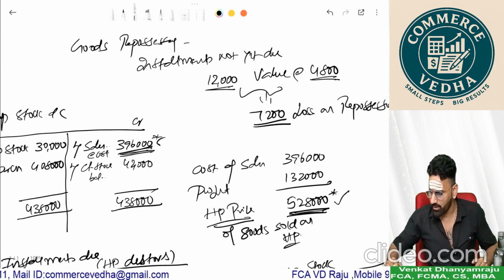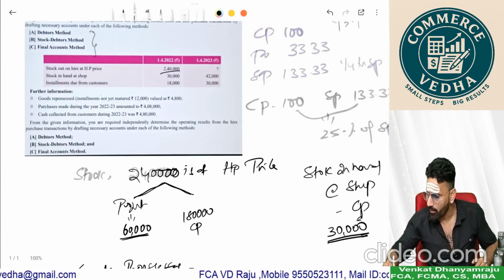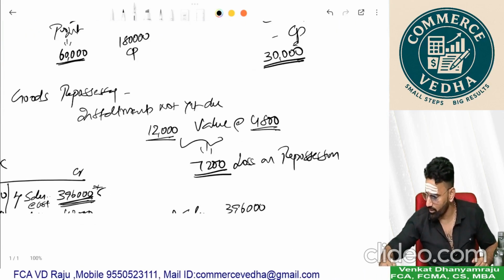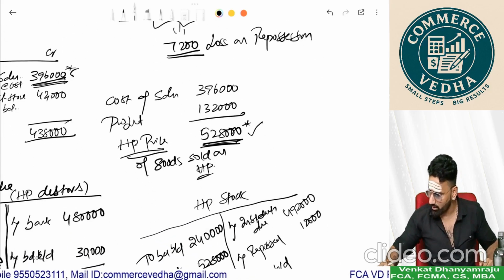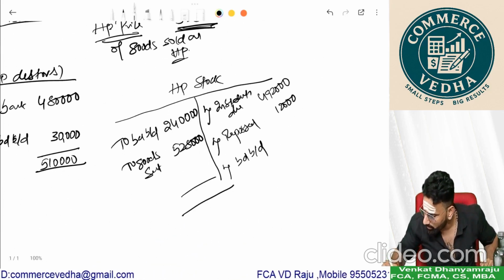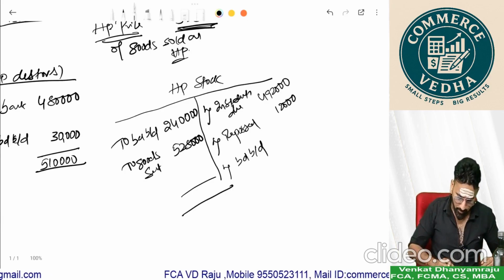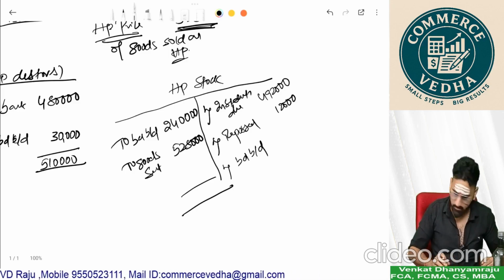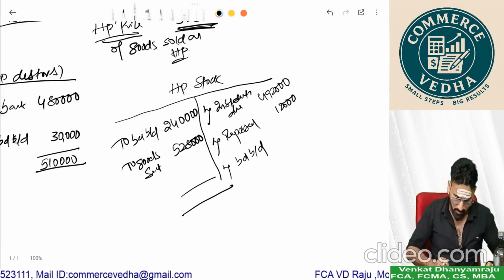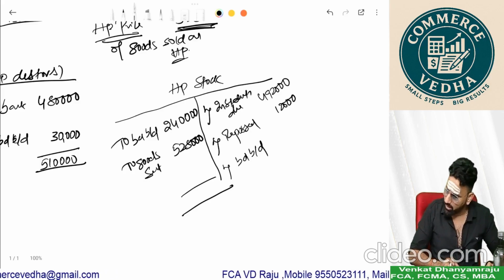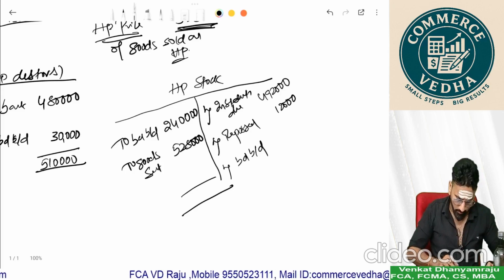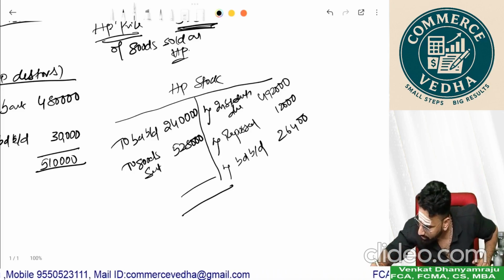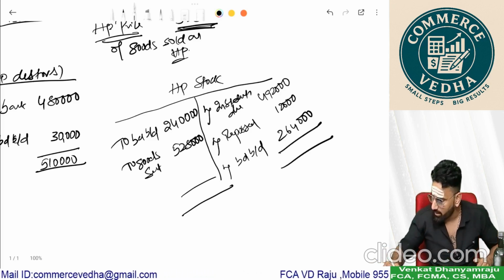Repossessed 12,000 and by balance brought down. Closing stock in the question, there is no closing stock given. So we need to identify the closing stock. So 240 plus 528, 768 minus 492 minus 12,000 is 2,64,000.